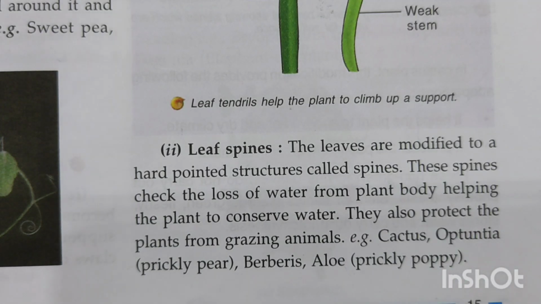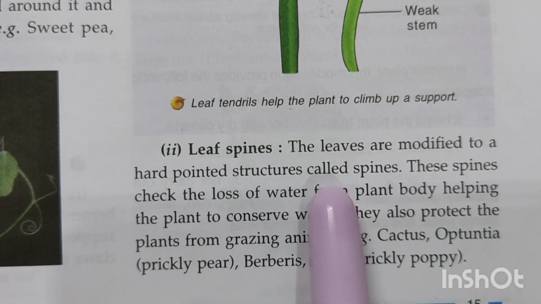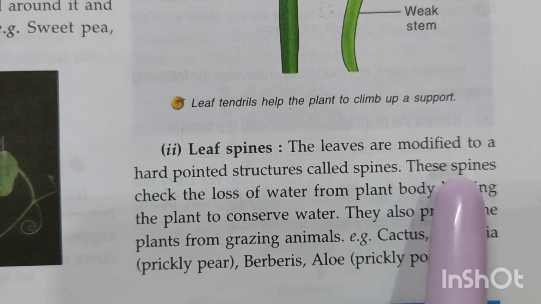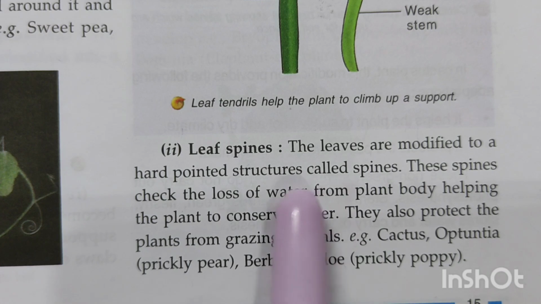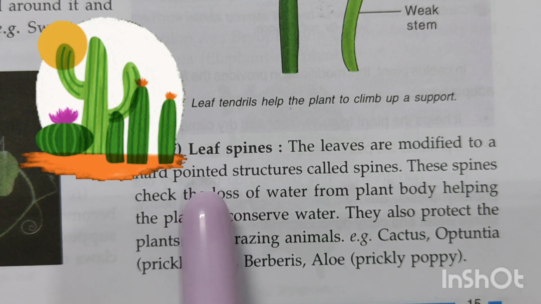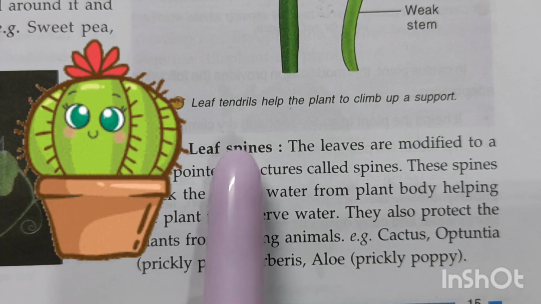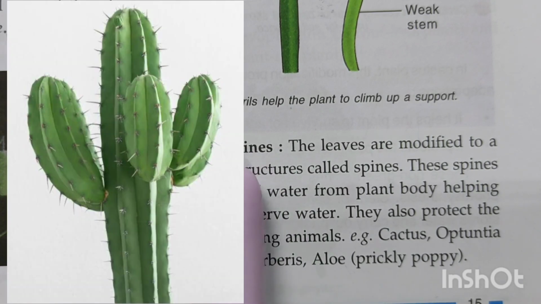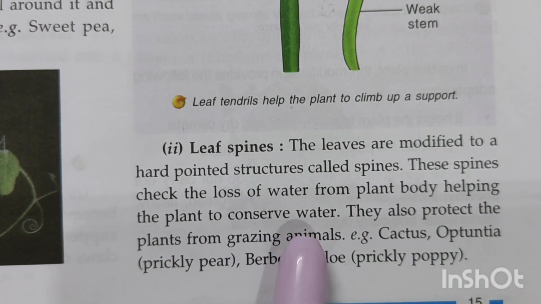The second leaf modification is the spines. Sometimes the leaves are modified into hard pointed structures which are known as spines. Now these spines, children, first of all check the loss of water. Generally these leaf spines are found in the plants that grow in the deserts where there is already scarcity of water. So the plant does not want to lose a lot of water by transpiration. So in order to save the water, the leaves change into the spines, and so the transpiration does not take place. They also protect the plant from the grazing animals.